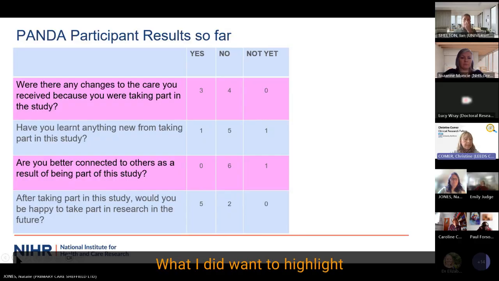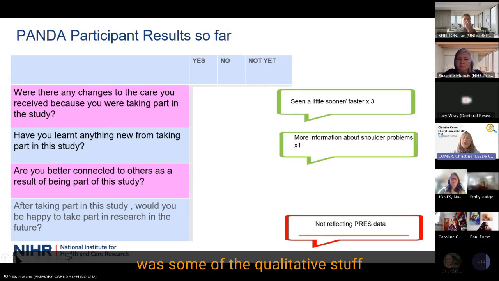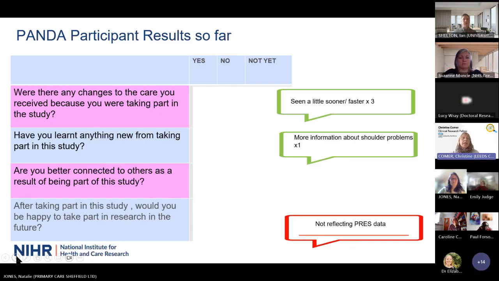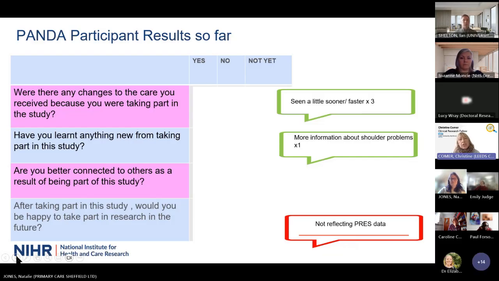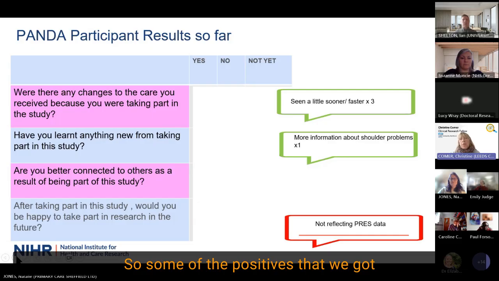Next slide, please, Nat. What I did want to highlight was some of the qualitative stuff that comes out when participants are asked to add their comments, as well as the yes/no answers. And as Nat said, I think this is some of the really valuable stuff. So some of the positives that we got back from participants in the trial was that they felt that by taking part in the research, they'd actually been seen a little bit faster than they would have been if they'd been sitting on our normal waiting list.